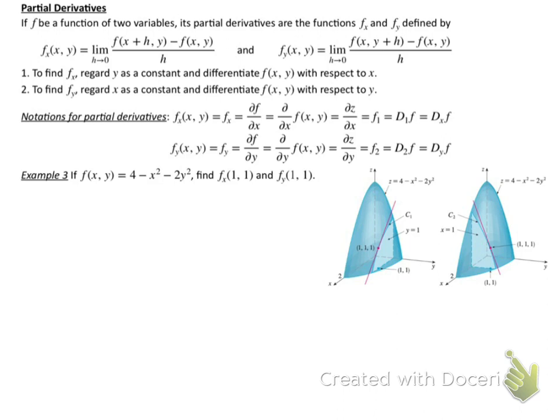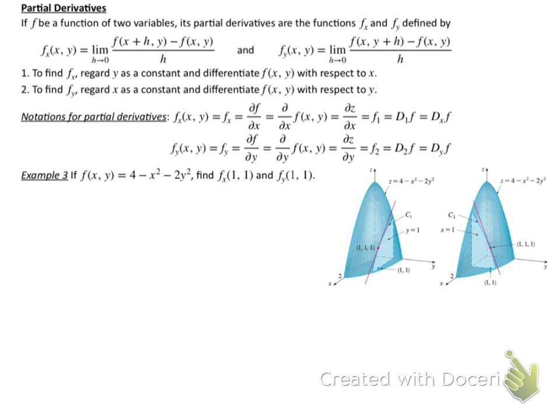So fx is the limit when we keep y the same, but we make x change. As h approaches 0, you do f of x plus h comma y minus f of x y over h. So throughout the thing, y does not change at all. It's just a fixed number.